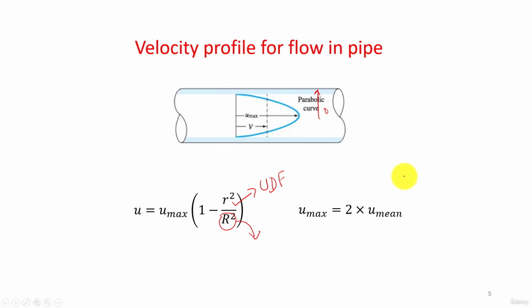UDF, the velocity should attain the fully developed profile in the very beginning. That means from the very beginning we should be seeing the U maximum at the inlet of the pipe. So if the U mean is 1, the U maximum should be equal to 2. This should be seen in the very beginning of your geometry or the computational domain.